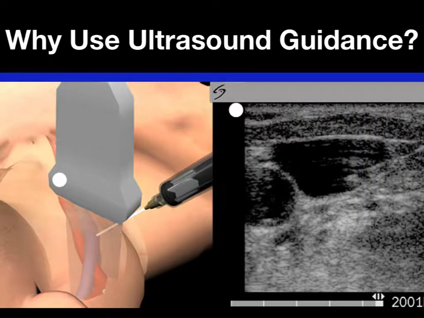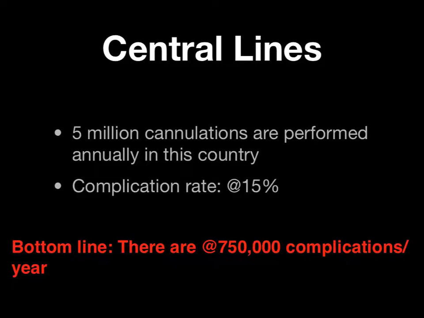So here's a $64,000 question. Why use ultrasound guidance? If you look at central line placement, there are about 5 million cannulations performed annually in this country, and the complication rate has been reported to be about 15%. So the bottom line is there's about 750,000 complications per year associated with central line placement.